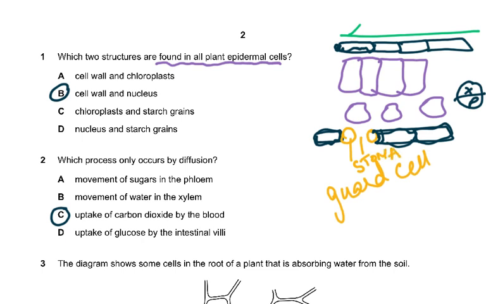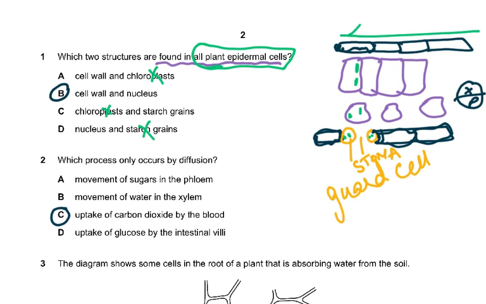So palisade mesophyll has chloroplasts in them. Spongy mesophyll also has chloroplasts in them, and then the guard cells also have chloroplasts in them. So which two structures are found in all plant epidermal cells? All plant epidermal cells do not have the chloroplast. So chloroplast is wrong. And if there's no chloroplast, then starch grains cannot be stored in it.